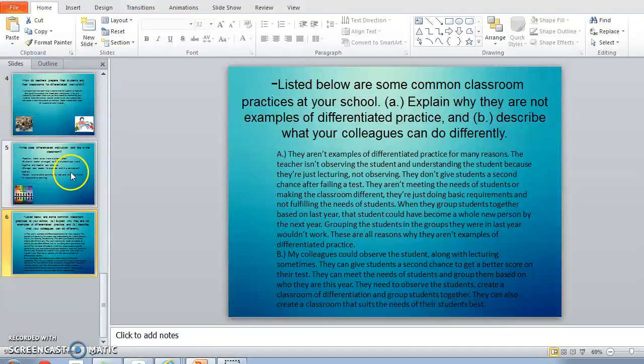So anyway, I haven't really thought a lot about differentiated instruction. So this PowerPoint, I feel like I learned a lot, and I feel like I can incorporate a lot of this into my classroom. And I really like this last slide because it made me think a lot about what I would do in that situation. So anyway, thank you, and I enjoyed it.